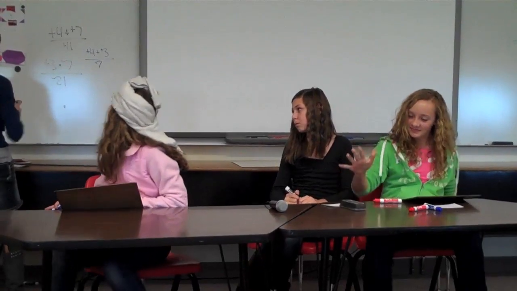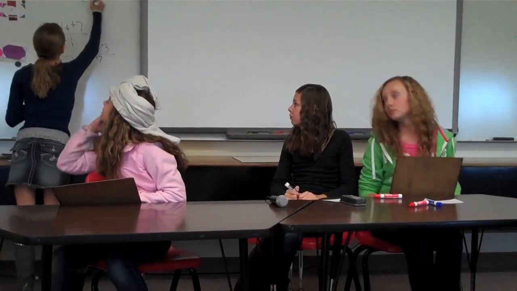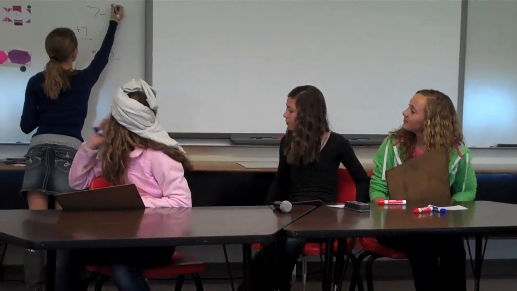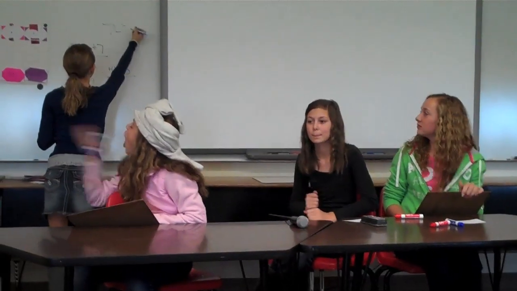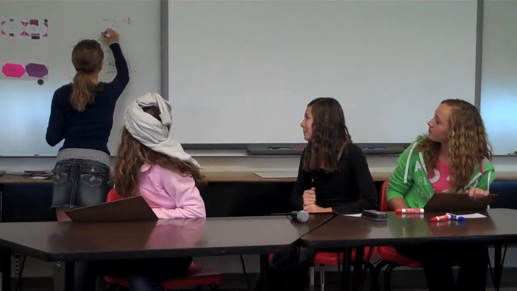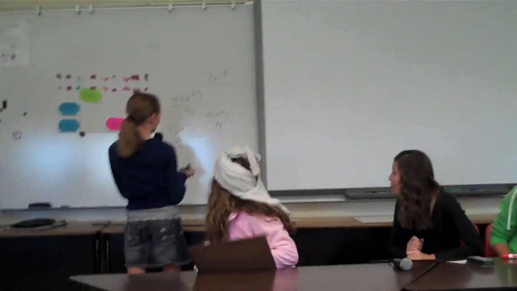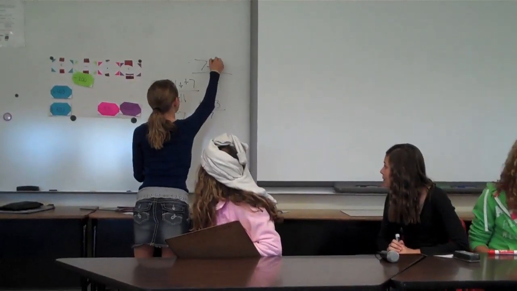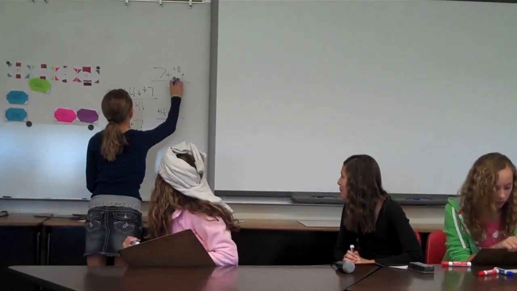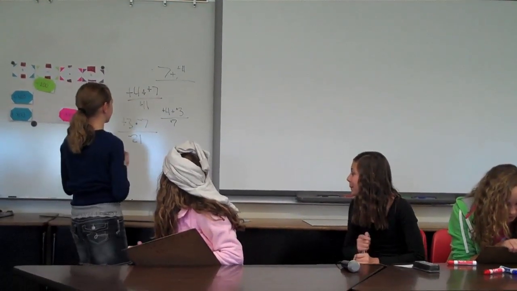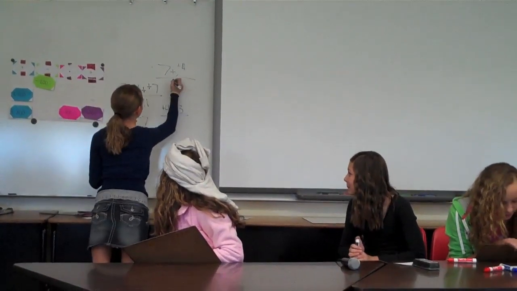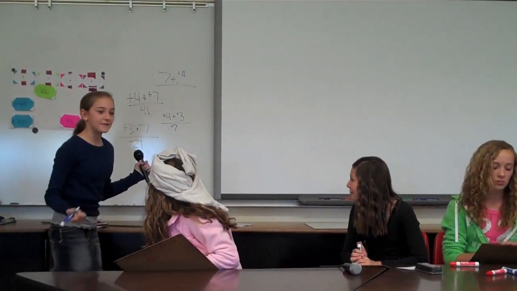For example, negative 7 minus negative 4. You will make the subtraction a positive and make the negative positive. So negative 7 plus positive 4 will be negative 3.